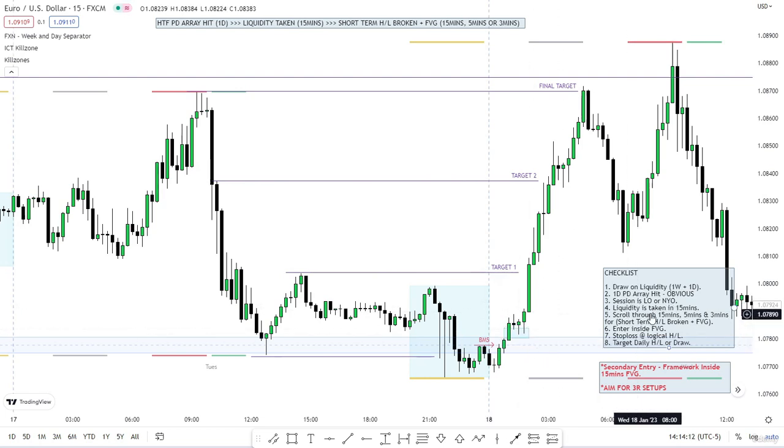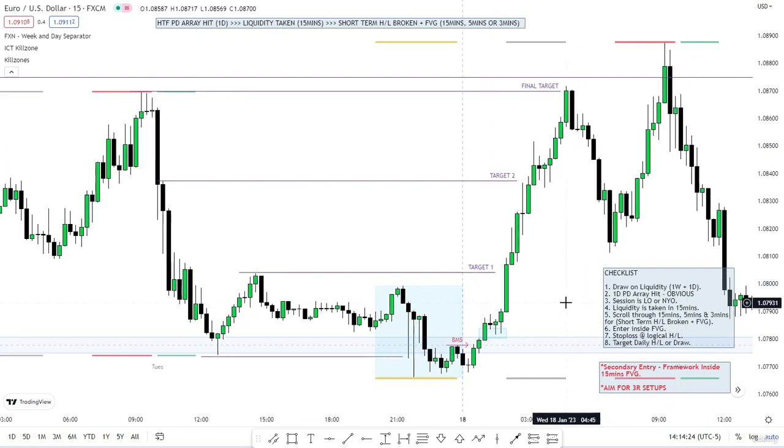So session is London Open or New York. You're in London Open. Scroll through 15, 5 and 3 minutes. What are you looking for? Short-term high or low broken plus a fair value gap being left open. Even in the 15 minutes, you'll find a short-term high. The market actually took out liquidity, then it created this short-term high, then started dropping, then took it out, leaving an imbalance. That is your setup.